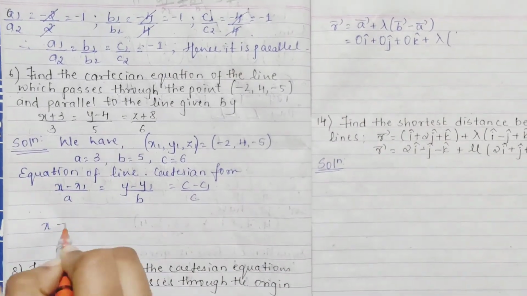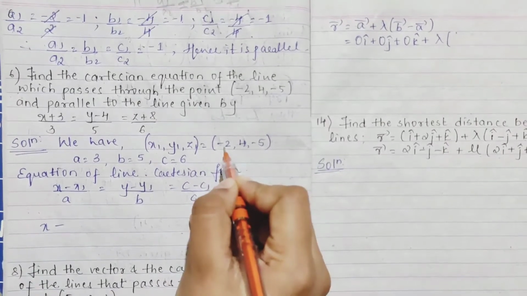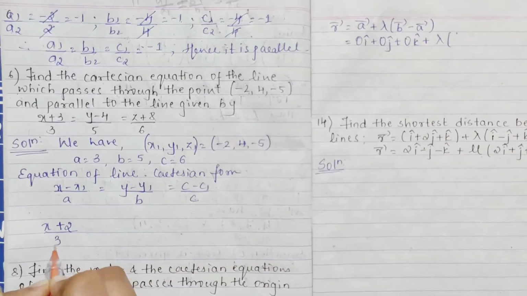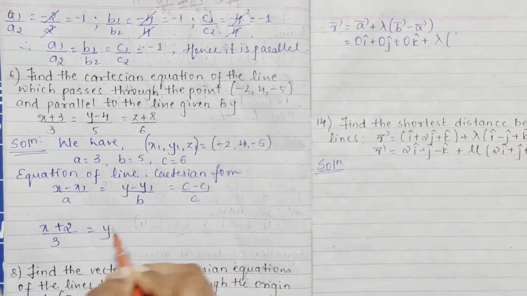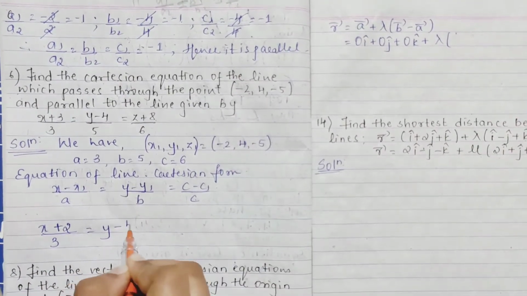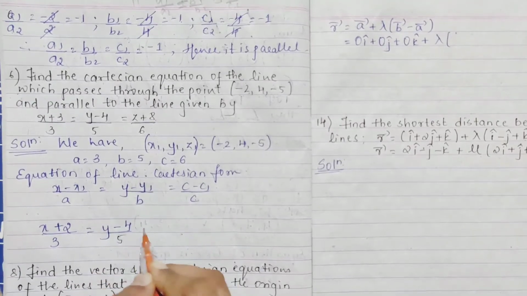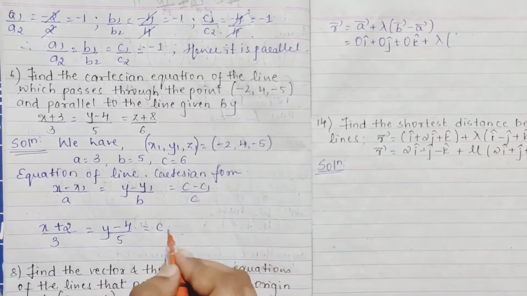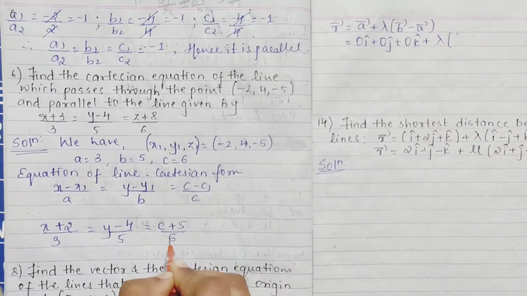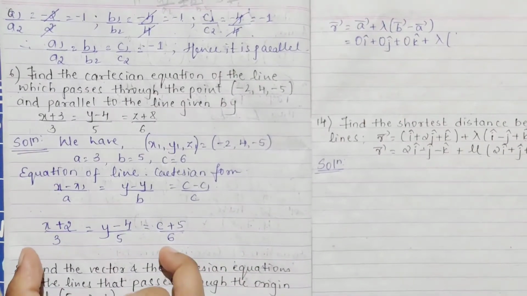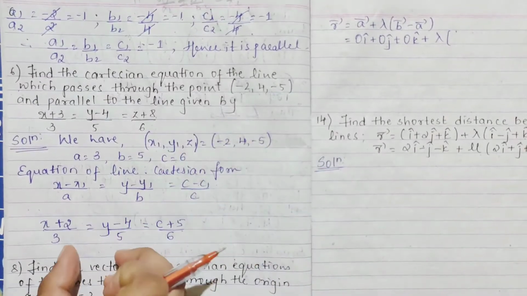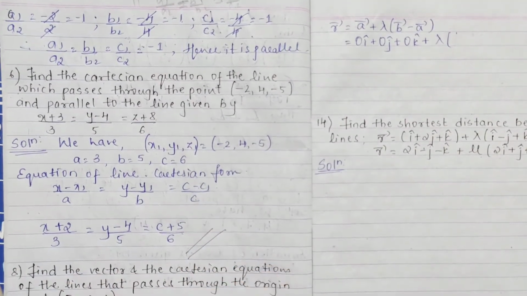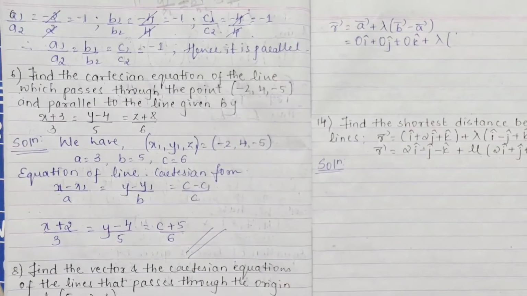x minus x1, what is it? Minus 2. So minus into minus becomes plus 2, whole divided by a, which is 3, equal to y minus y1, y1 is 4, so minus 4, divided by b, which is 5, equal to z minus z1, z1 is minus 5, already minus, so plus 5, divided by 6. So this is the equation of the line through the point which they gave. This line we have found. This is the answer. Understood?